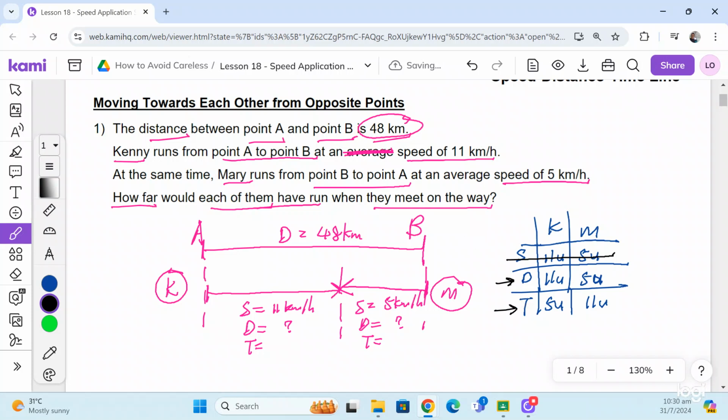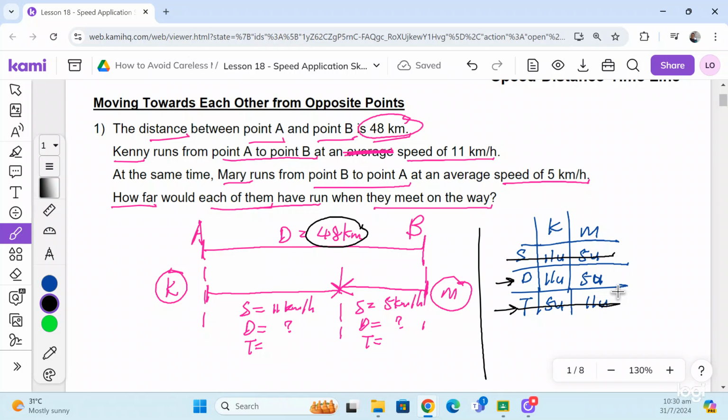And you look at the model, or look at the question as well, and you can see there is no time duration. There's no how much longer time did Mary take than Kenny. But what we do see is there is a total distance they must travel in order to meet. So we will need to look at distance ratio.